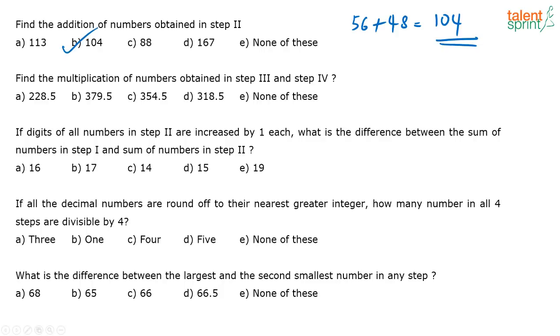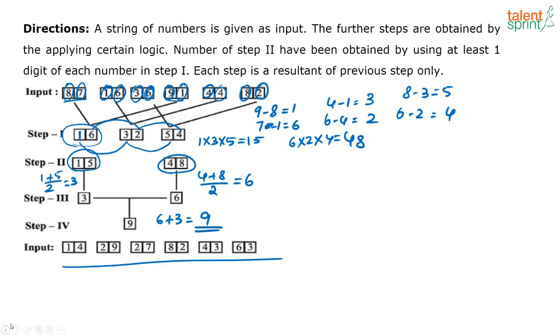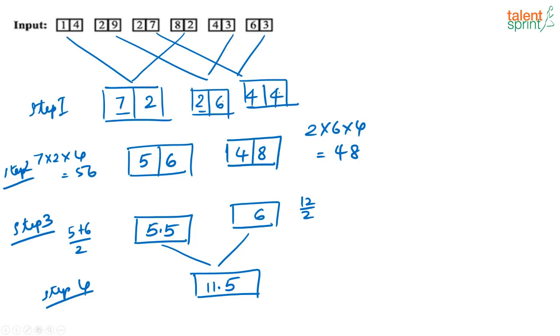Option B. See, in such questions, please remember this is your step 1. In the question itself they would have mentioned this is the input. This is step 1, 2, 3, 4. Similarly here, this is step 1, this is step 2, 3 and 4. Just keep that in mind. Sometimes you might get confused which is step 1, which is step 2.